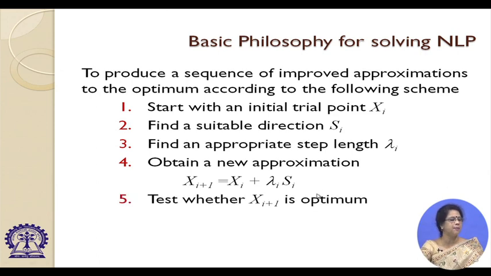In that way, sometime I will get the optimal solution, but again the question comes. One by one the questions will come: how to select the initial trial point. If the initial trial point is far from the optimal solution, then the number of iterations will be more.